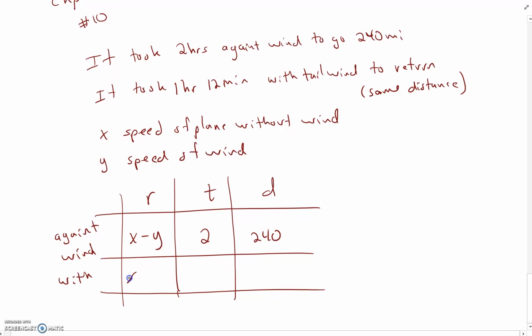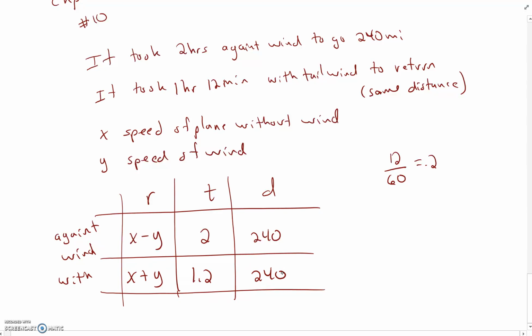And with the wind's just the reverse. He gets to go that much faster. The speed of the wind, you add it on. But here it took 1 hour, 12 minutes. We got to go all hours. So we got to convert the 12 minutes to hours. So you divide by 60, right? So 12 divided by 60, it's 0.2. So it's 1.2 hours. That might be a good way to do it. Same distance, 240.